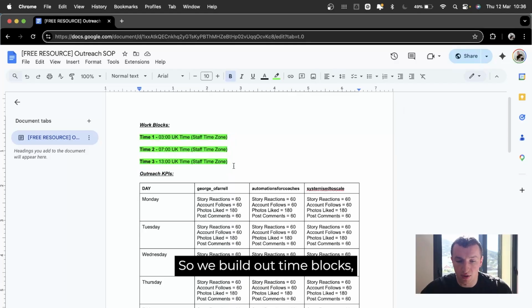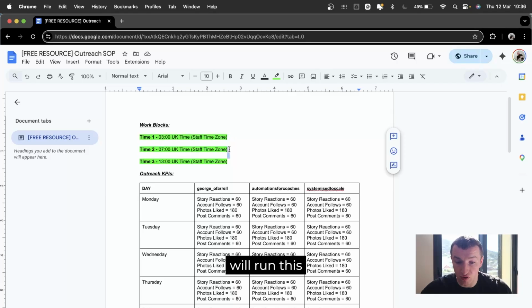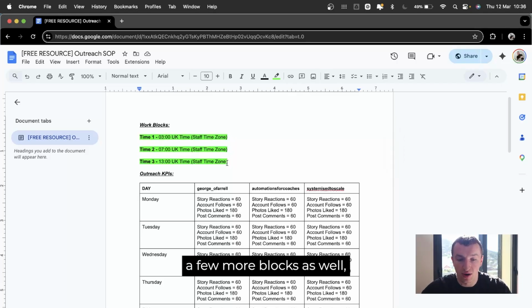So we build out time blocks, and that then means that certain staff members who are managing that will run this at that certain time, and you can then build out a few more blocks as well, as long as there's gaps in between each of these actions.